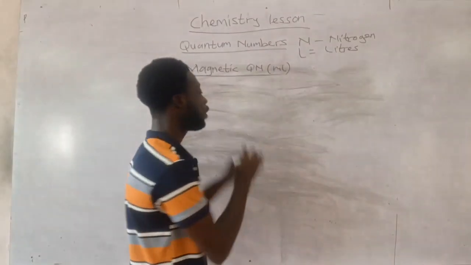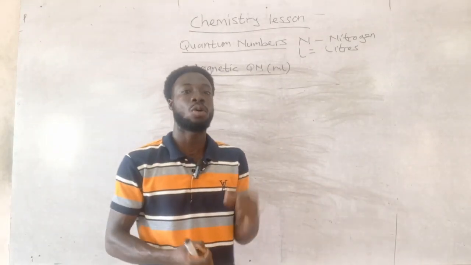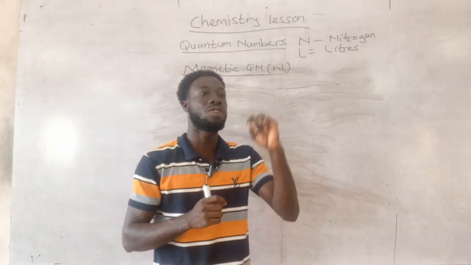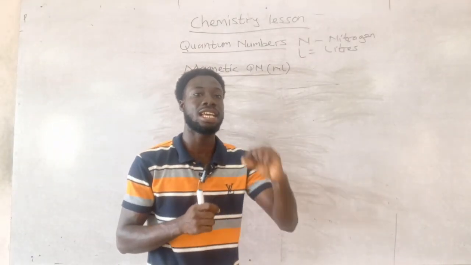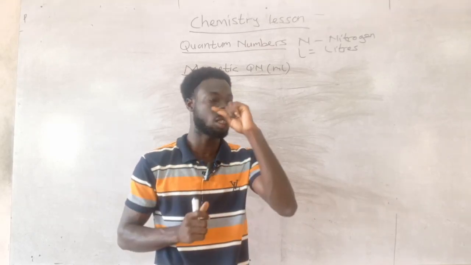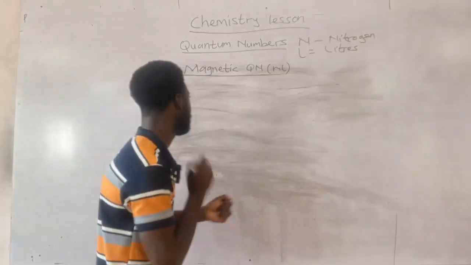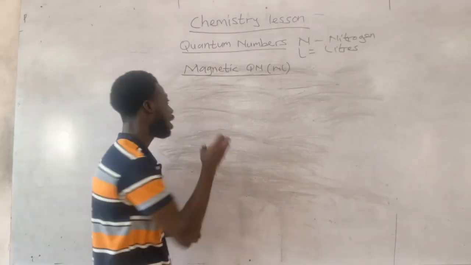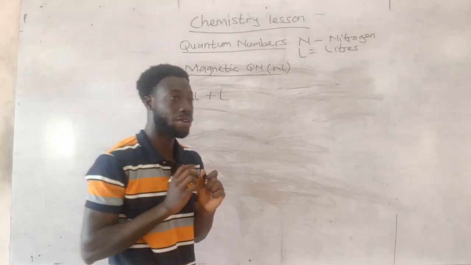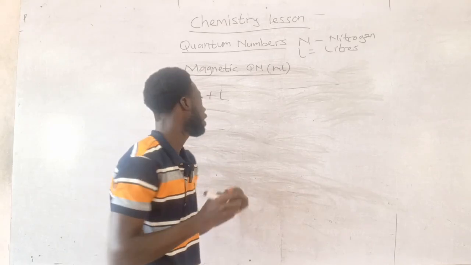We are moving on to another type of quantum number, that is the magnetic quantum number. Now, what does it describe? The magnetic quantum number describes the subshells in the orbitals. It ranges from negative l to plus l. This must be noted. The magnetic quantum number ranges from negative l to plus l. Is that right?